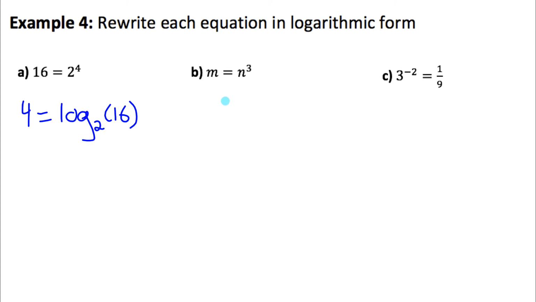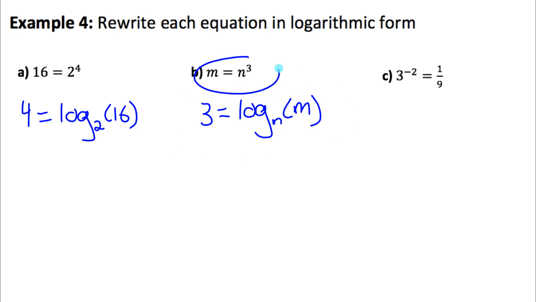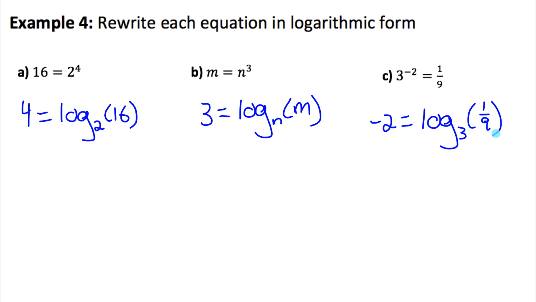Let's try part B. The exponent is the answer to the log. Since the base of the power was n, the base of the log is n, and the argument is m. This logarithmic equation means 3 is the exponent that goes on n to get m, and that's where it came from. Part C, the exponent is the answer to the logarithmic expression that has 3 as its base, since that was the base of the power, and 1/9 is the argument. So this means 3 to the power of -2 equals 1/9, and that's the exponential equation it came from.